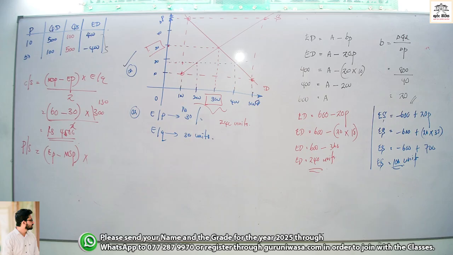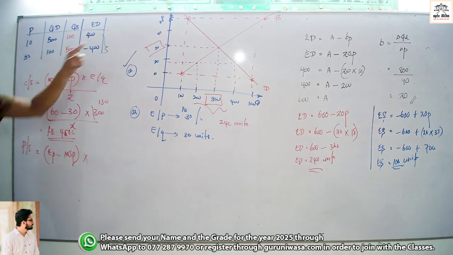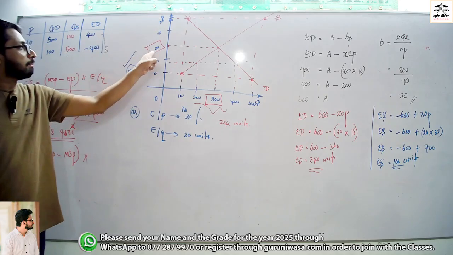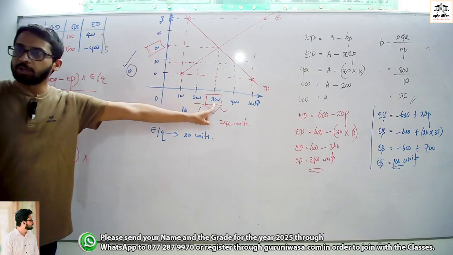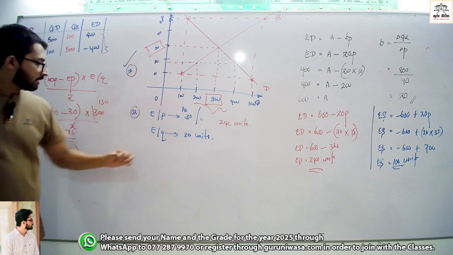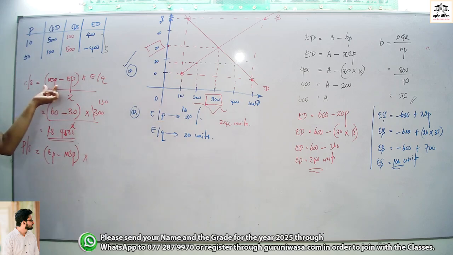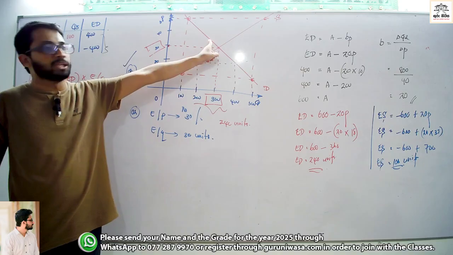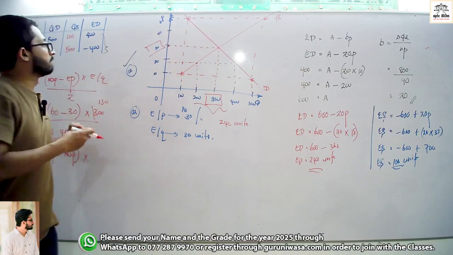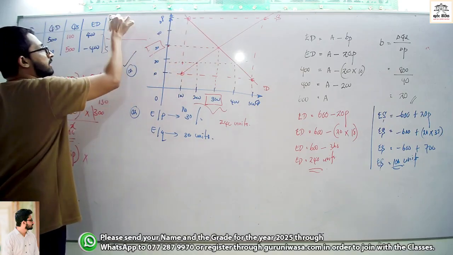A calculation. This is the equation: maximum demand price minus equilibrium price into equilibrium quantity. The maximum demand price is where you extend the demand curve and it touches the price axis. Extend the demand curve.